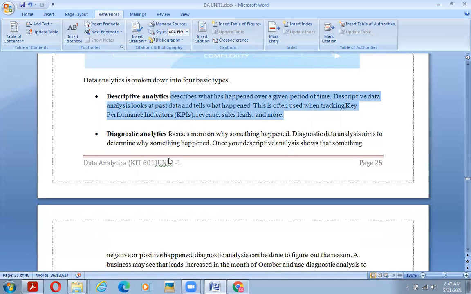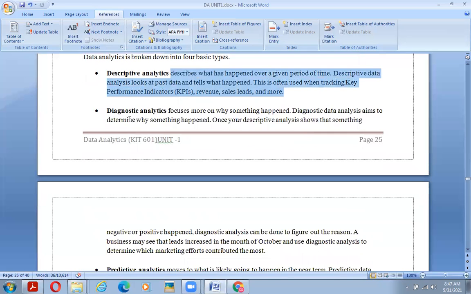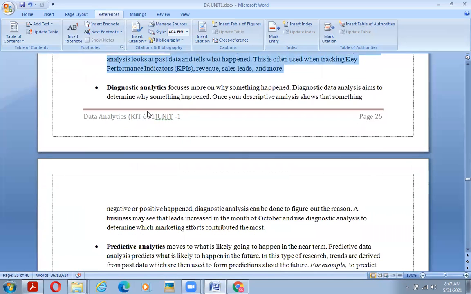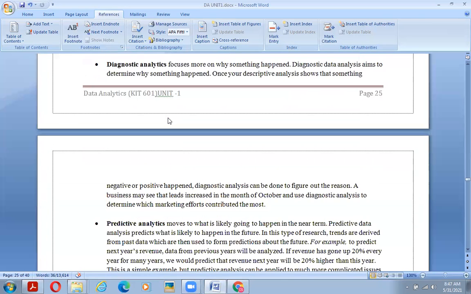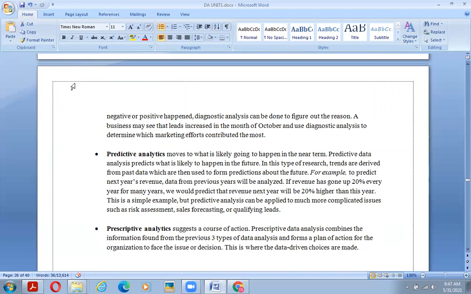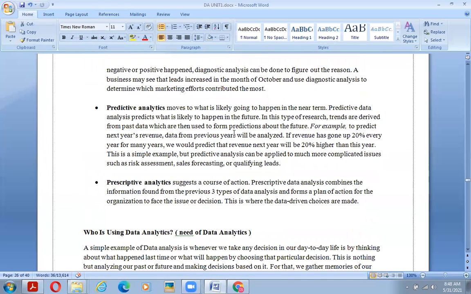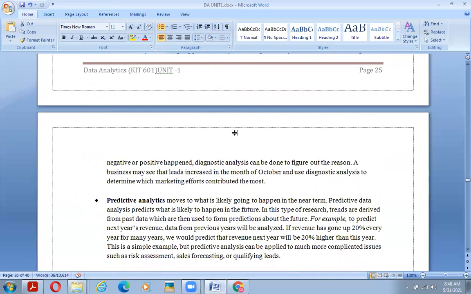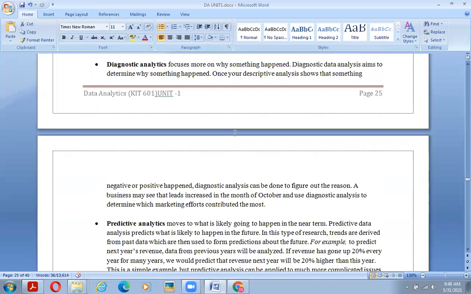And what is diagnostic analytics? It focuses more on why something happened. Diagnostic data analysis aims to determine why something happened. Once your descriptive analysis shows that something negative or positive happened, diagnostic analysis can be done to figure out the reason. A business may see that leads increased in the month of October and use diagnostic analysis to determine which marketing effort contributed the most. So, that is diagnostic analytics.